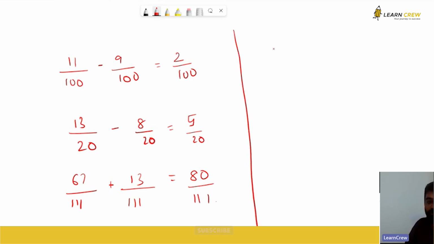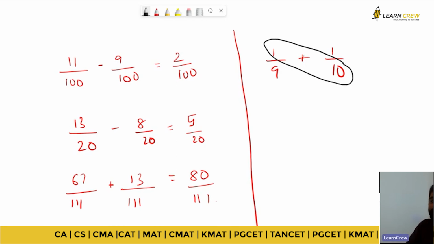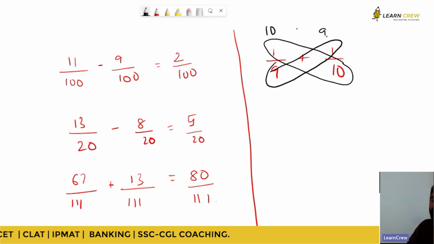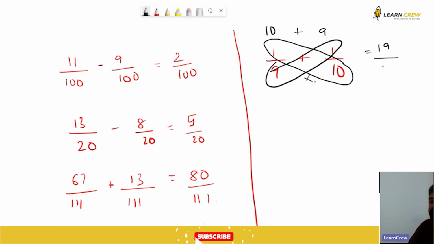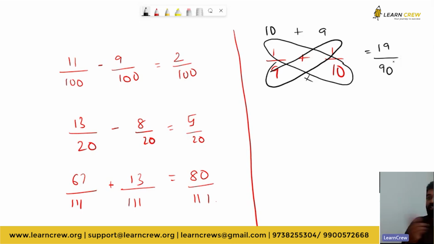If you're having something like 1 by 9 plus 1 by 10, then when you get different denominators, 10 cross 1 is 10. What is 9 cross 1? 9. Add these both, 19. 9 into 10 is 90. So 19 by 90: cross multiply, add it, and multiply the denominators.